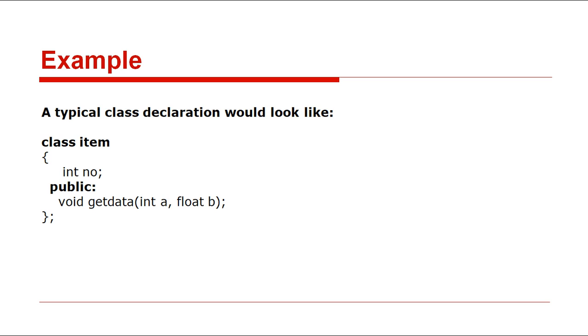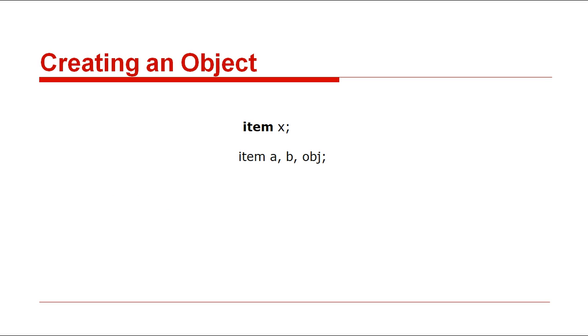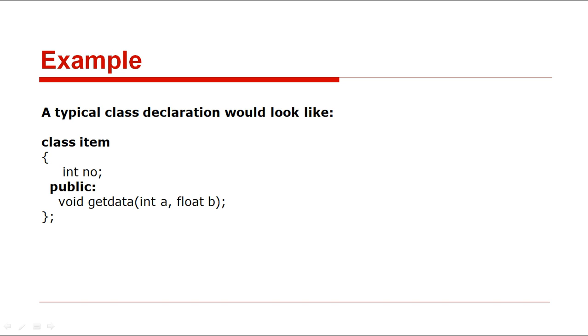Then this is the class example. Then how to define an object? How to define an object of the class? This is the declaration of an object. Simply, your class name and object name. So the general syntax is class name and name of the object. In this example, the class name is item.